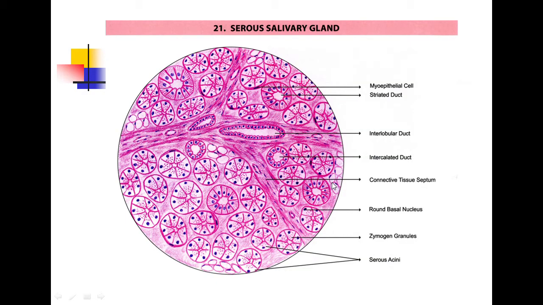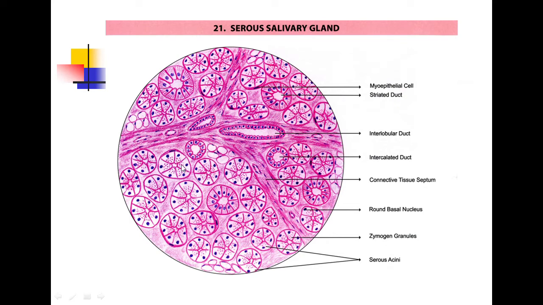Now this is the schematic diagram of the serous salivary gland, and this is the chart, and you have to copy this diagram in your journal. So in this diagram you can see the serous acini. This is the connective tissue septa, and the connective tissue septa divide the gland into lobules, and in each lobule you can see the serous acini. These are all serous acini.